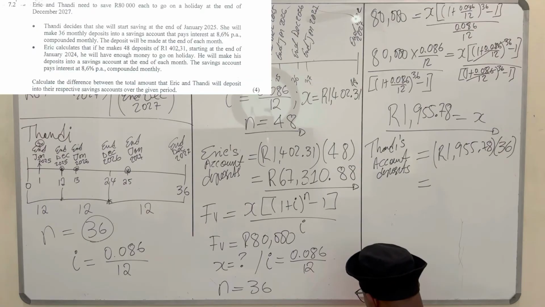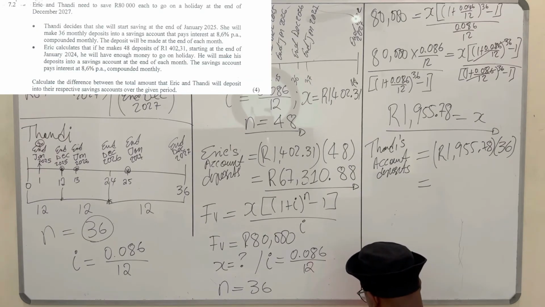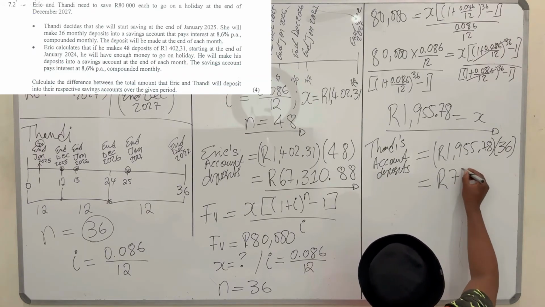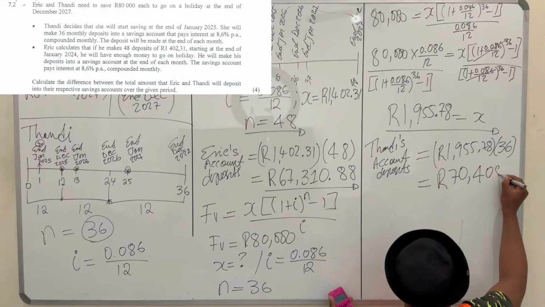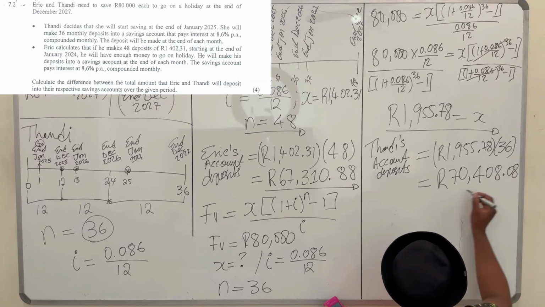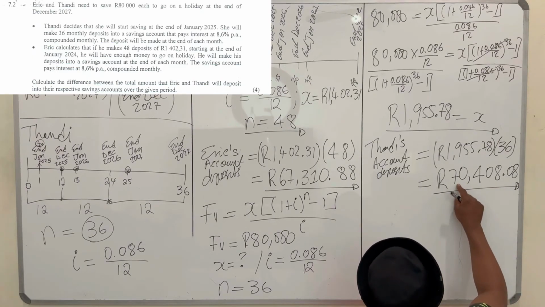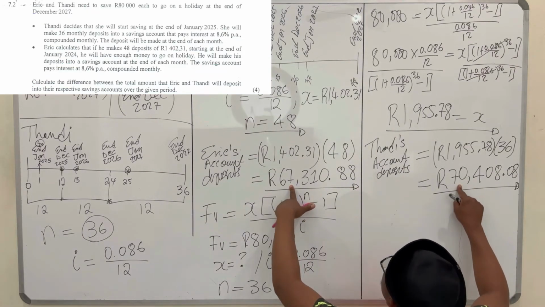So 1,955 rand 78 cents times 36. So the amount that she deposited is what? 70,408 rand 8 cents. So this is the amount that Tandy deposited into her account. She deposited this much and Eric deposited this much in total. So Tandy deposited more than Eric.